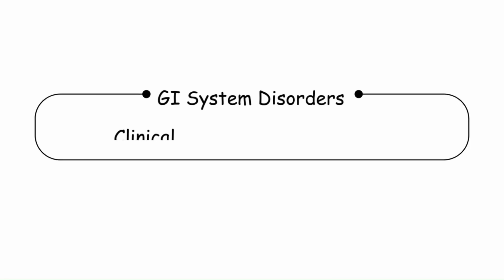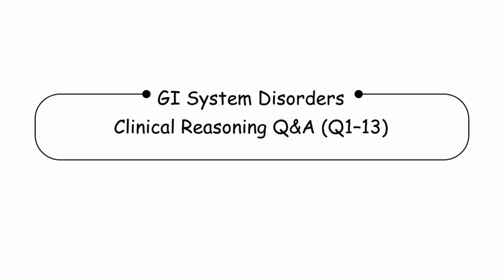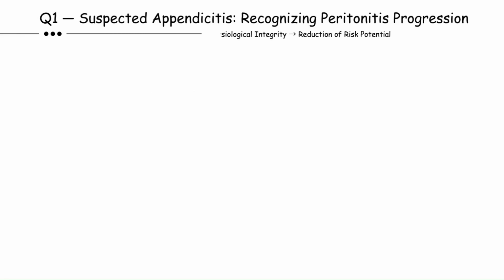Welcome to Section 1, the Gastrointestinal System Disorders Clinical Reasoning Q&A. In this segment, we'll apply clinical reasoning to some of the most high-yield, disorder-based questions on the NCLEX-RN exam. Question 1. Suspected appendicitis, recognizing peritonitis progression.